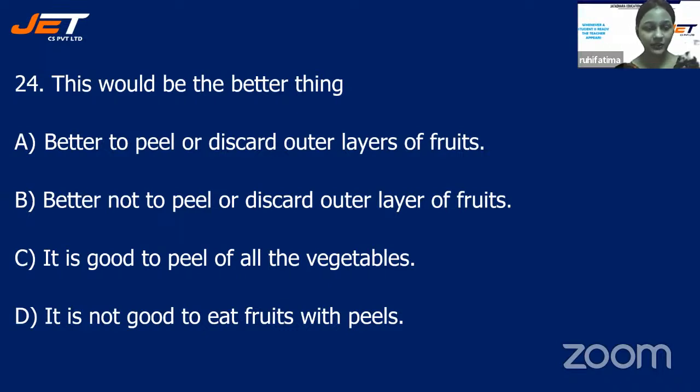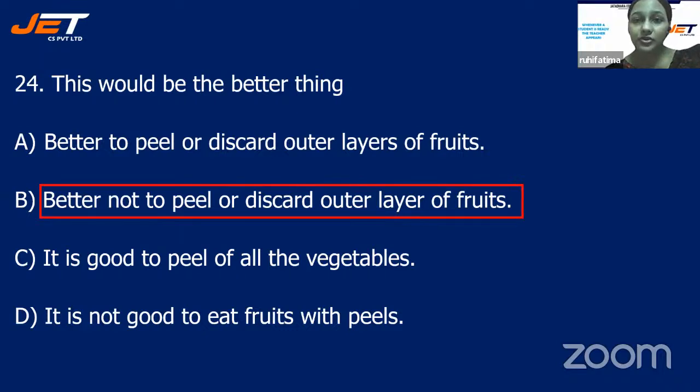I'm getting many responses. All right, students. 30 seconds up. Let's discuss it. The question says this would be the better thing to do. What could be the better? Better to peel or discard outer layer of fruits, or better not to peel or discard outer layer of fruits. It is good to peel off all the vegetables. It is not good to eat fruit with peels. So what could be the better thing? Better not to peel or discard outer layer of fruit.